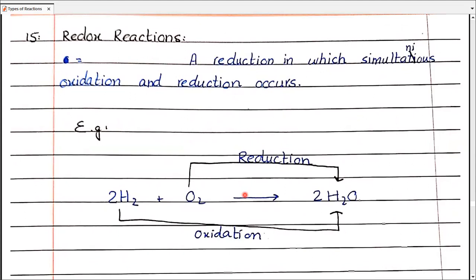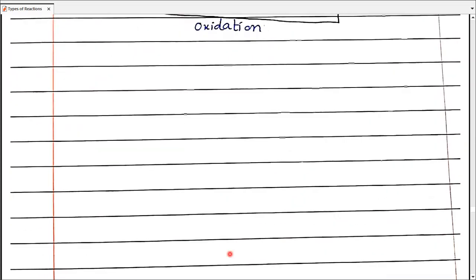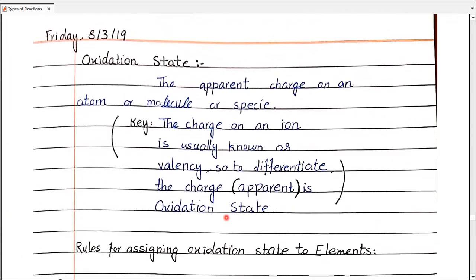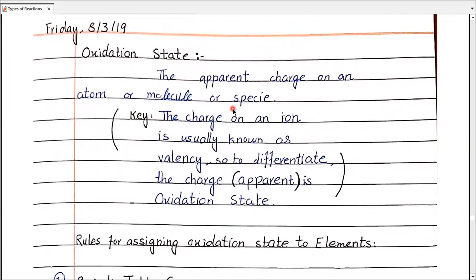So what are redox reactions? Redox reactions are a simultaneous oxidation reduction reaction. In a single reaction, both oxidation and reduction occur at the same time. We call it a redox reaction. In order to better understand redox reactions, oxidation state is something that we need to understand. So what is oxidation state? The very words apparent charge explain it all.